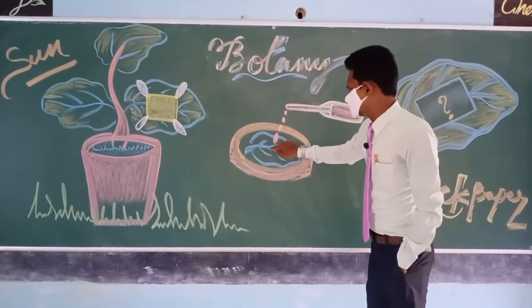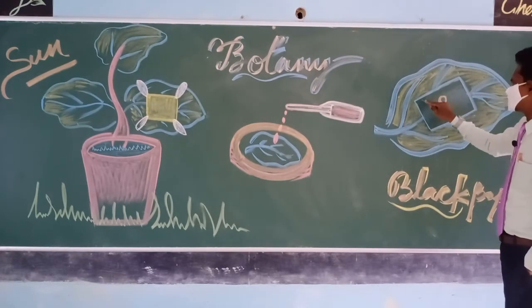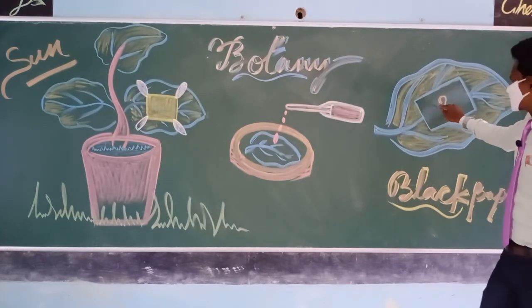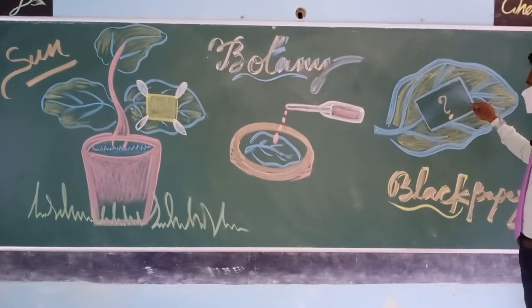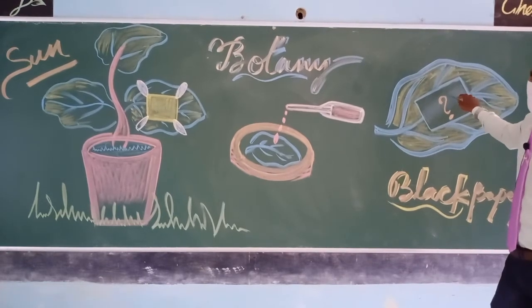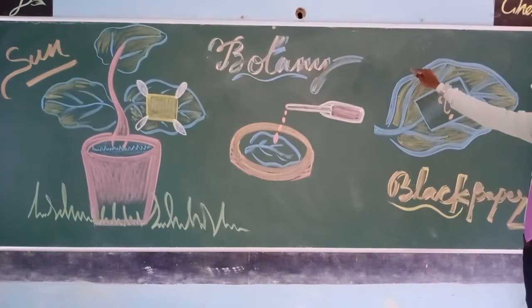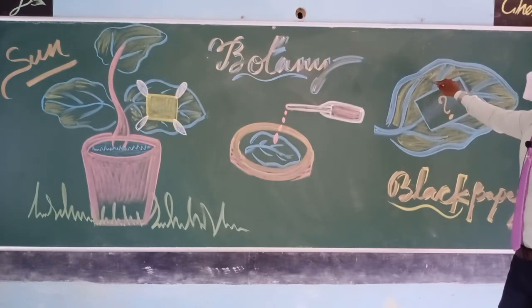So here exactly the square-shaped part where the black paper was fixed does not turn blue-black in color. The remaining entire part turns blue-black. Why is that part not turning color? In the sense, the starch is absent there. Except this part, the remaining entire lamina of the leaf is exposed to the sunlight, so the sunlight entered the leaf and helped in the preparation of starch by the leaf.